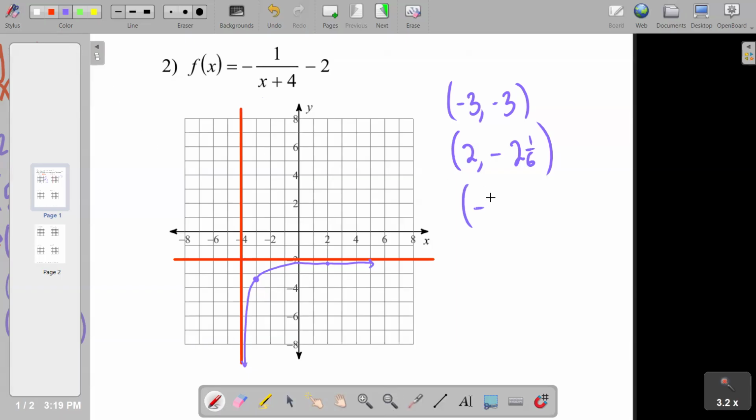So if I do -6 and I put it in, I do the math. What's -6 plus 4? -2. What's 1 divided by -2? -1/2. But the negative of -1/2 is positive 1/2. And what's 1/2 minus 2? -1 and 1/2. So if I go left 6 and then I go down 1 and 1/2, I would be right there.